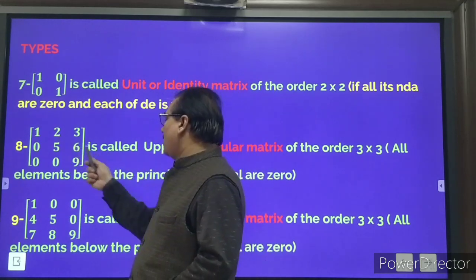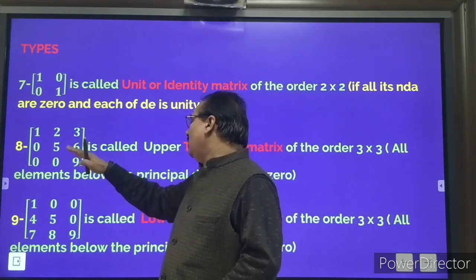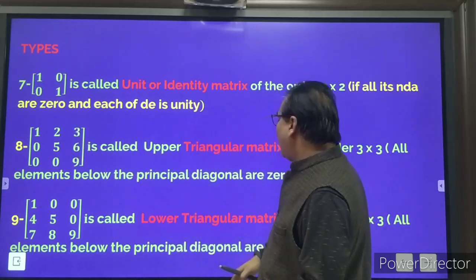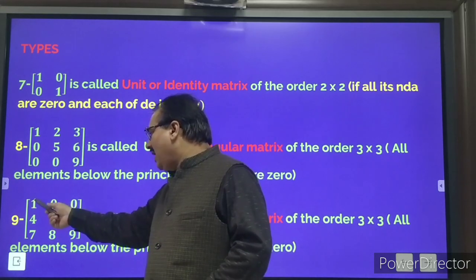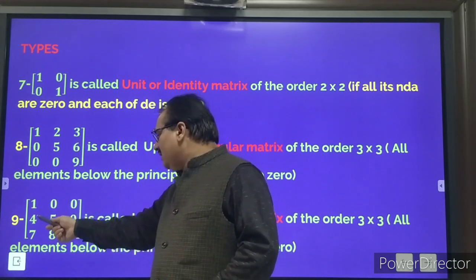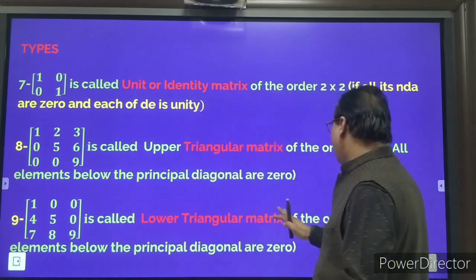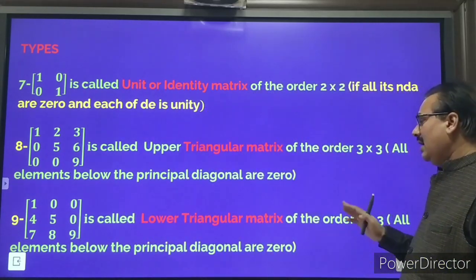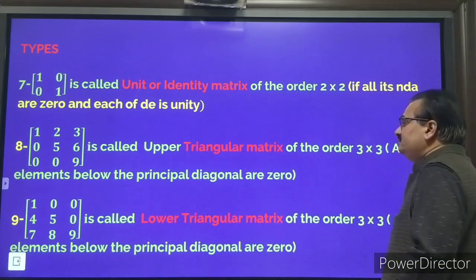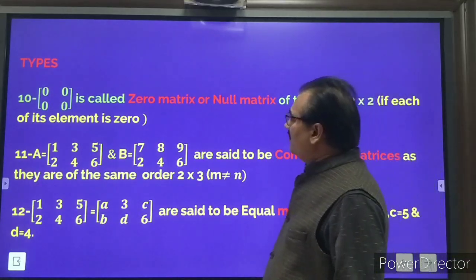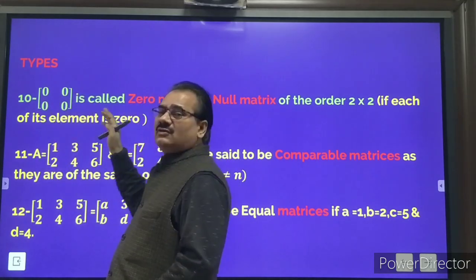We call this an upper triangular matrix of the order 3 cross 3, where all the elements below the principal diagonal are 0. But here this is the opposite. Here the first row has only the vertex, the second has 2 elements, the last has 3 elements. So this is called a lower triangular matrix of order 3 cross 3, where all the elements above the principal diagonal are 0. Now again, this 0 0: if every element is 0, then this is called a null matrix.